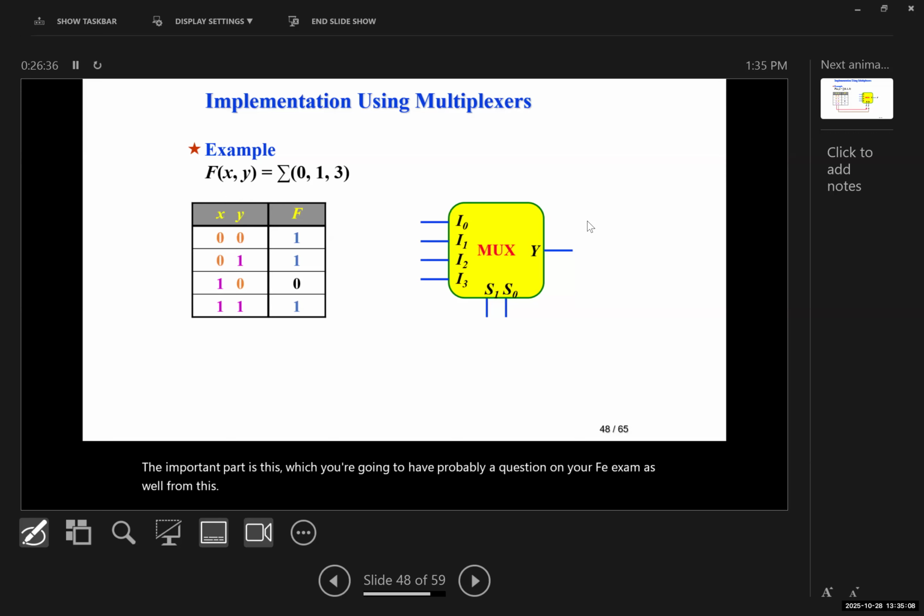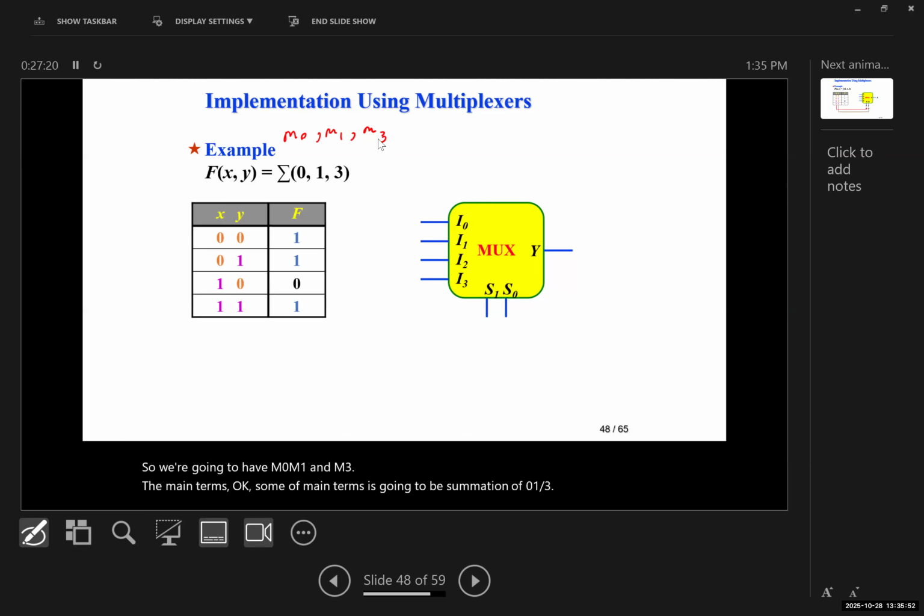One of the examples that I would solve is actually from an FE exam, and you're going to have multiple questions from this on your upcoming exam as well. So we want to see how we can implement a Boolean function using a multiplexer. Imagine we have this function f of x, y, z is the sigma of 0, 1, and 3. So we're going to have m0, m1, and m3, the minterms. Sum of minterms is going to be summation of 0, 1, 3.